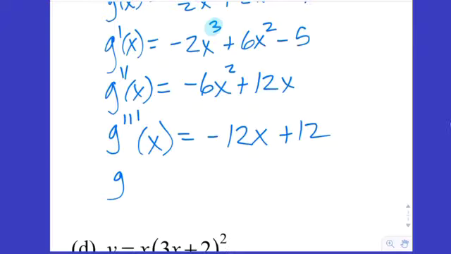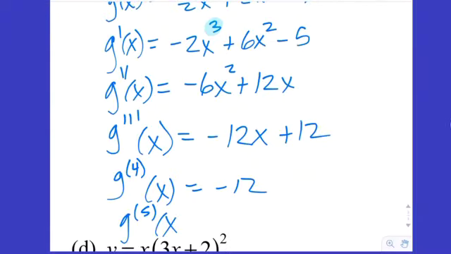Is it G to the fourth power or G parenthesis 4 or G 4 marks? G4 of X. And we get negative 12. And then finally, the fifth derivative is 0.